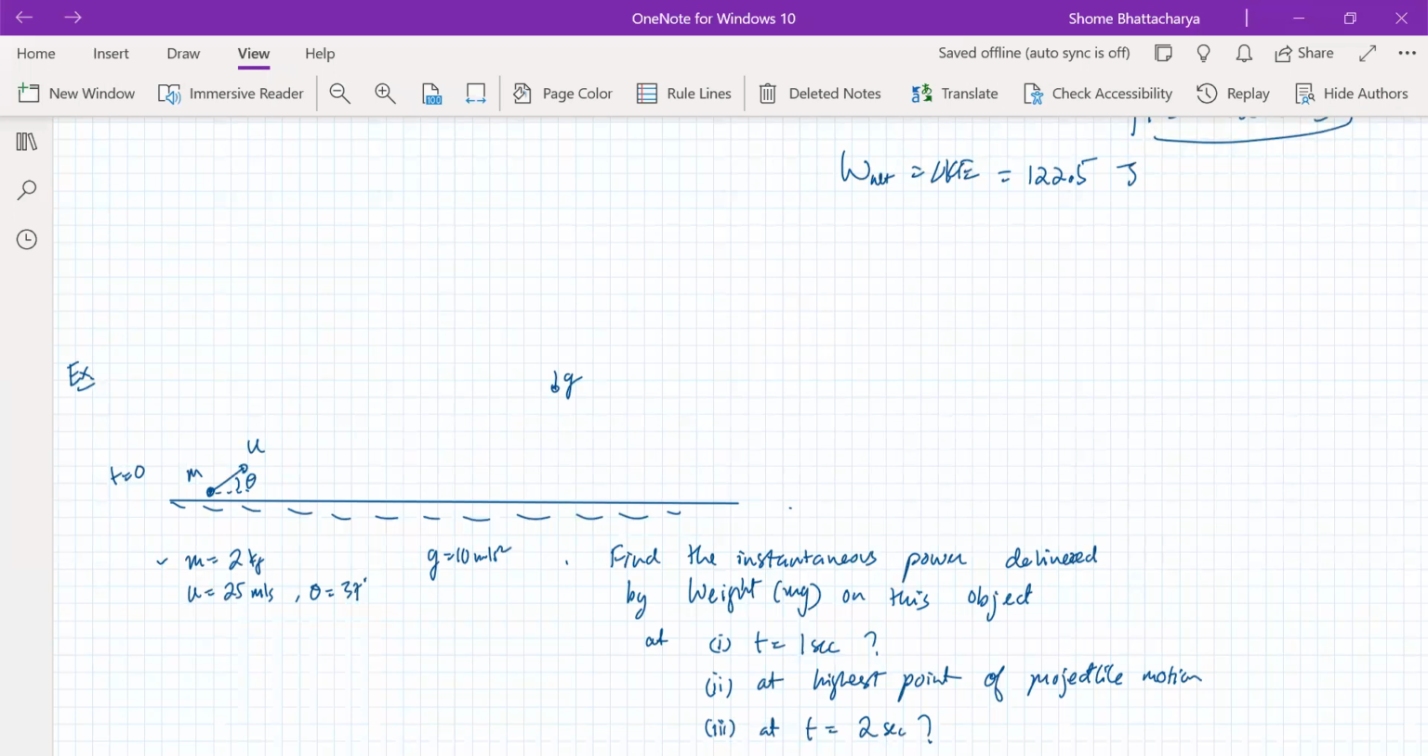If mass is given, initial velocity is given, g we have to take as 10 meters per second square. Now you have to use the formula for net power, sorry, the instantaneous power rather, delivered by a force. In this case, it will be the net power also, because mg is the net force acting during projectile motion. Anyhow, you have to use this, and for velocity at a given instant, you have to use the concepts from projectile motion. Okay, so this is another typical type of question.